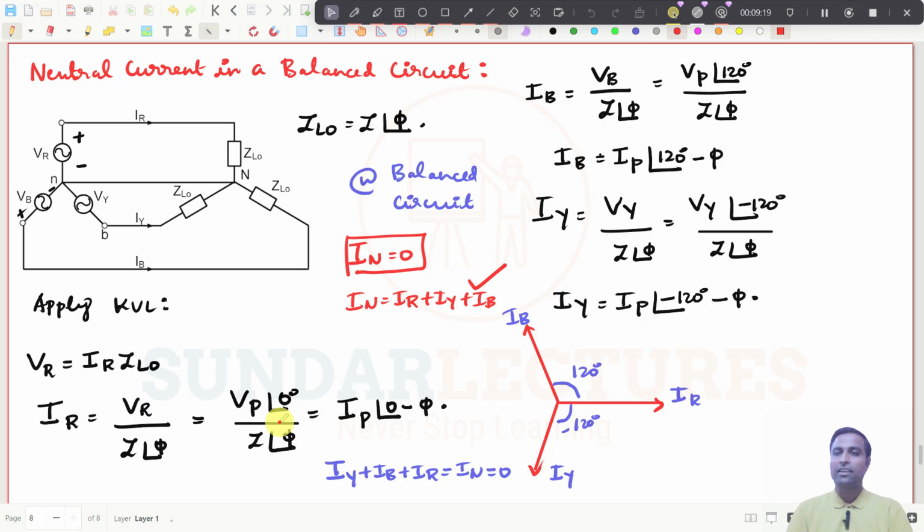In the next lecture, we will see what star connection and delta connection are, and what the line current, line voltage, phase current and phase voltage are in star and delta connections. We will take some more examples and try to understand the concepts of star and delta connections, right? Thank you. We will see you in the next class.